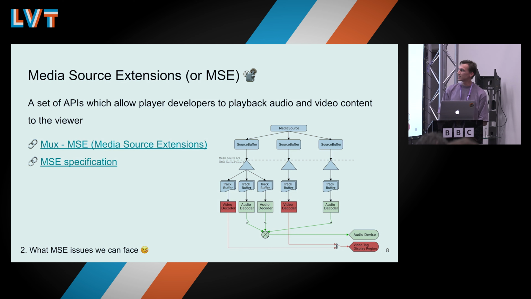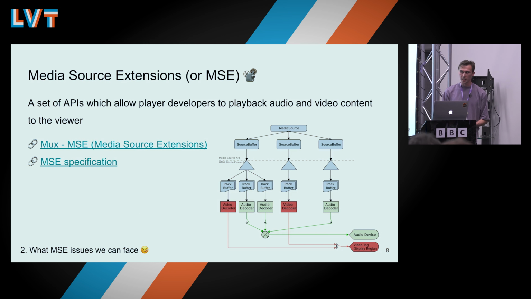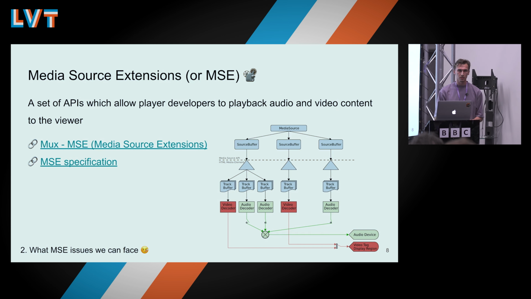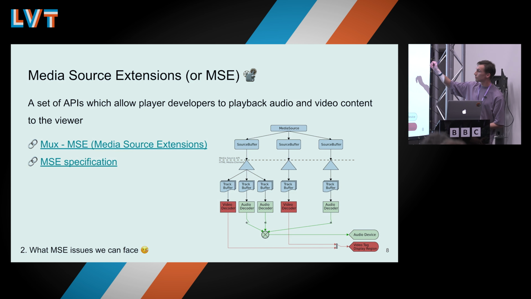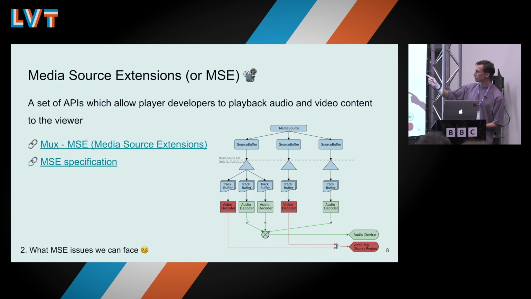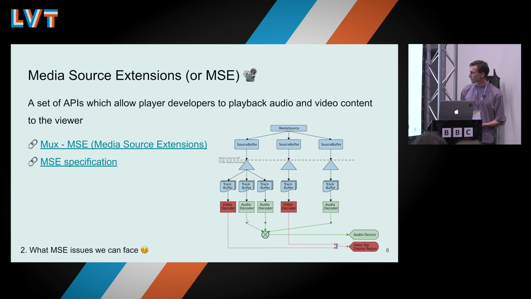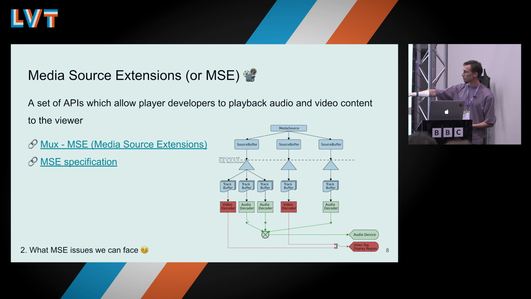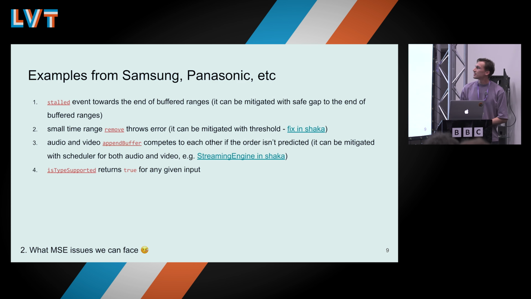Basically MSE, or Media Source Extensions, is a set of APIs which allow player engineers to show video content, play audio and show some text to the users. From the MSE specification, I also extracted this diagram which shows a media source with source buffers for each media type: audio, video, and text. And it allows us to work indirectly with decoders for audio. Okay, so some examples.